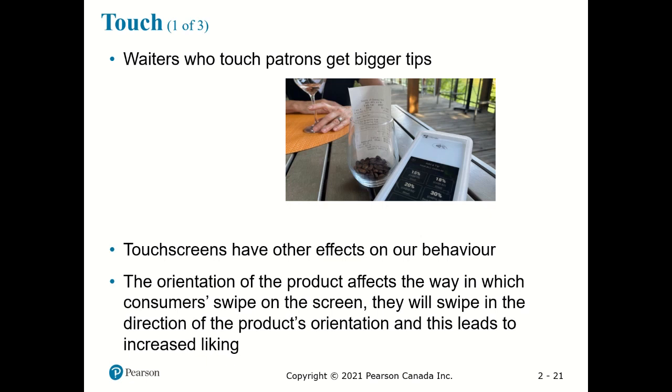But on the other side, when you go to the counter, you may not give any tip, there is a possibility, or you may give less. So this is what touch does. This is one example of the experience. The orientation of the product affects the way in which the consumer swipes on the screen. They will swipe in the direction of the product's orientation, and this leads to increased liking.